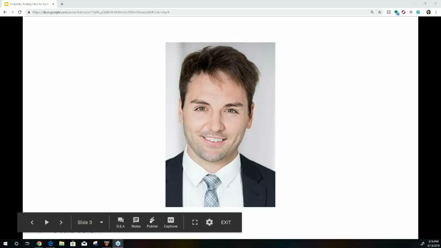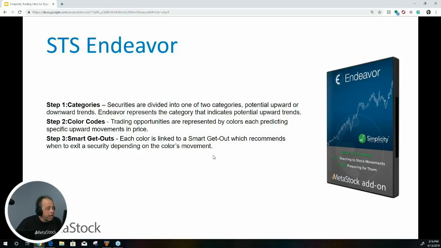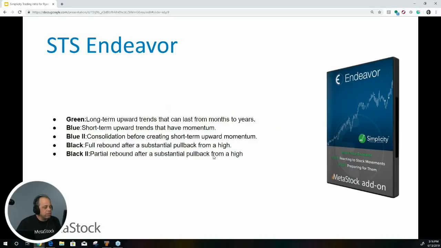All right. So with the STS Endeavor CAD, what you're going to get is all the categories, the color codes, the smart get outs. You're going to get the green, the blue signals, the black two, the blue two.